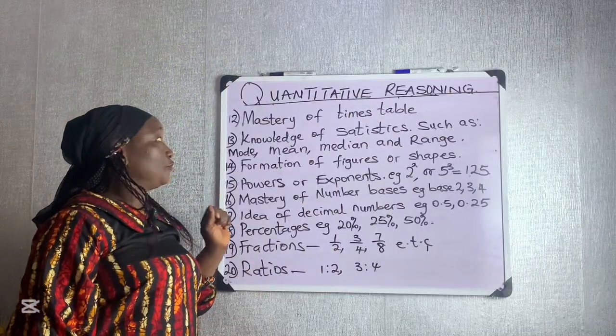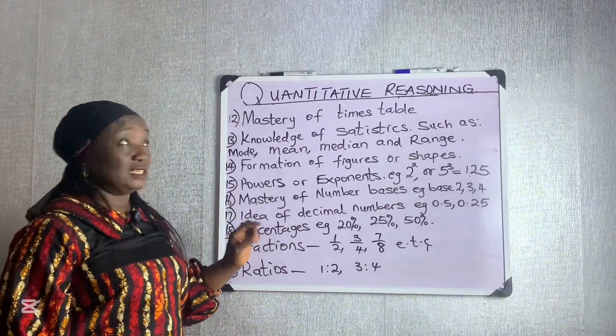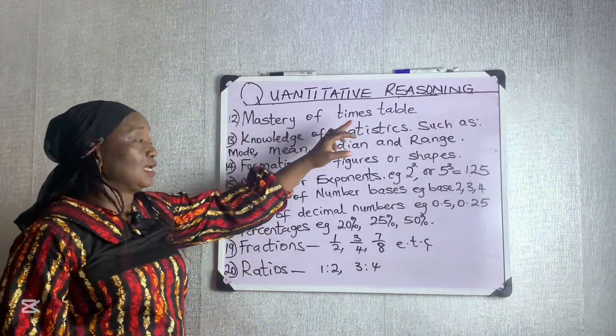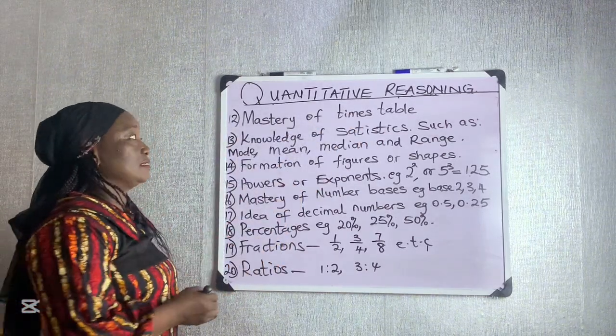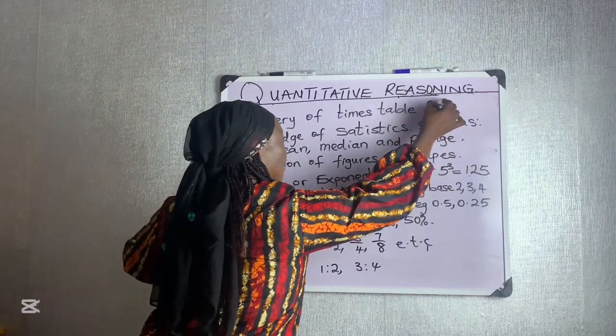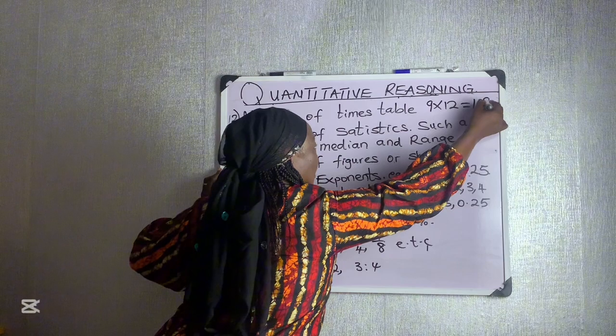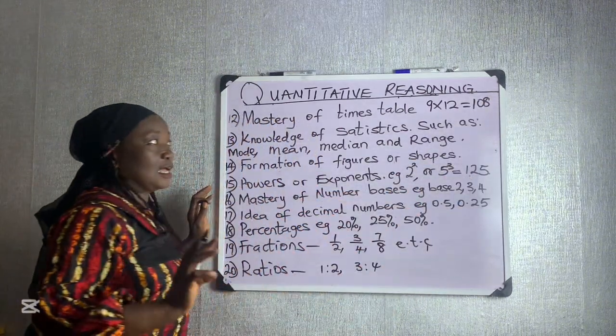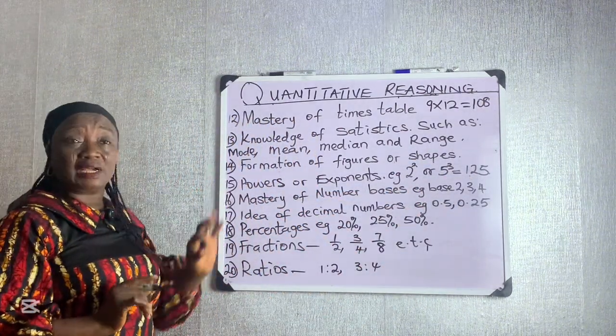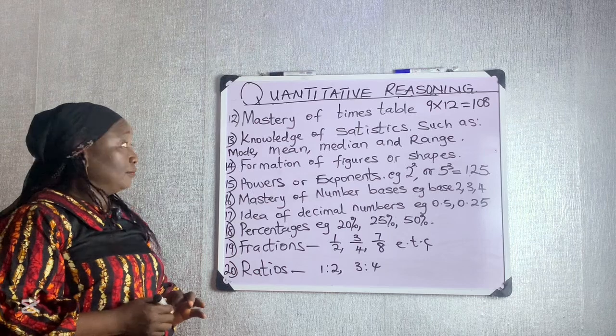Another guideline to be followed in quantitative reasoning is mastery of times table. For instance, 9 times 12 is equal to 108. As you can see, I didn't look up and down. I wrote my answer immediately.